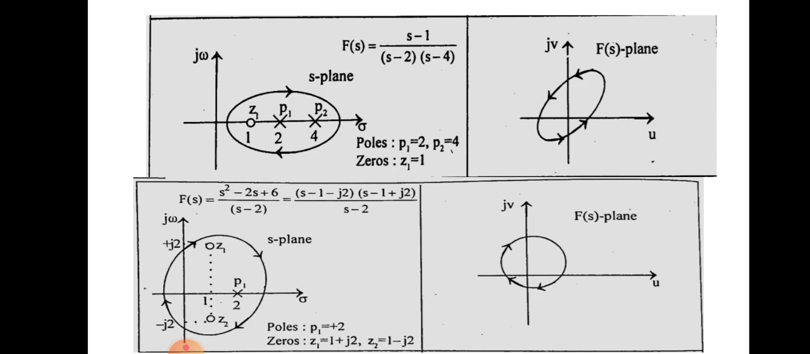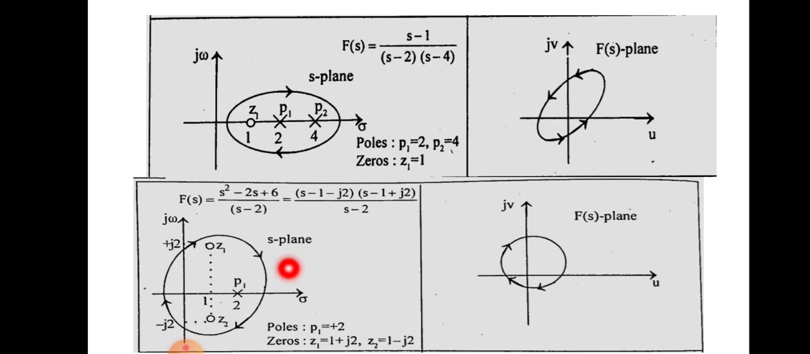So in this case you can see that there are poles and zeros. The poles are marked as crosses like this, and zeros are marked as circles, and there are 2 zeros and 1 pole lying on the right half of the S plane. And you can see that the S plane contour encloses these 3, and the corresponding f of S plane contour is encircling the origin in the clockwise direction.